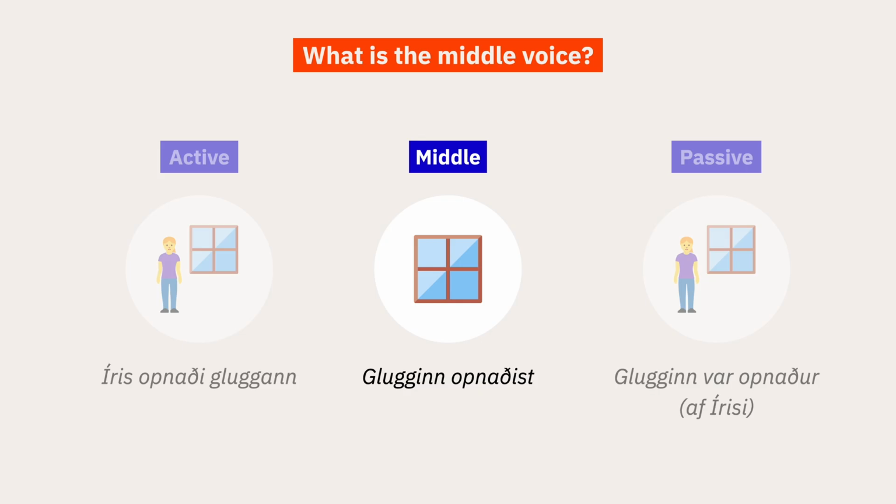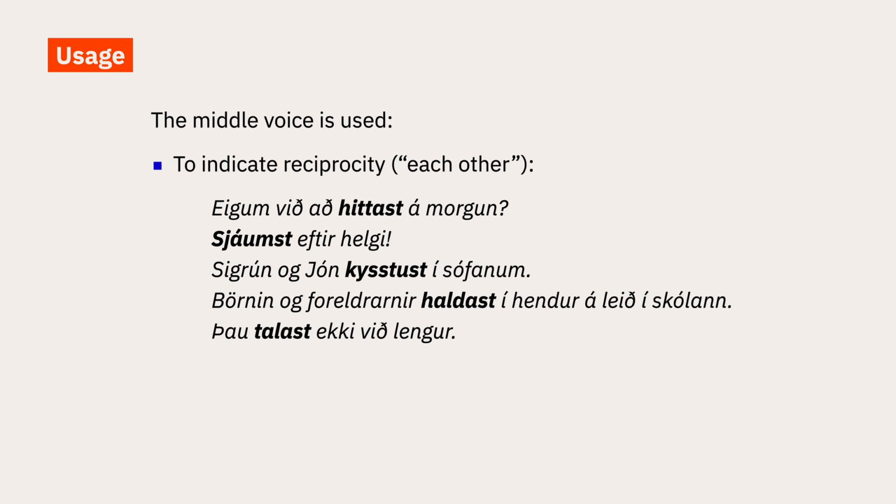Another very common use of the middle voice is to indicate reciprocity. Reciprocity essentially means people doing things to each other. This is one of the first ways in which people encounter the middle voice when they learn Icelandic, because one of the first phrases you use or learn in Icelandic is við sjáumst, see you. But við sjáumst doesn't actually mean see you. It translates to we will see each other.